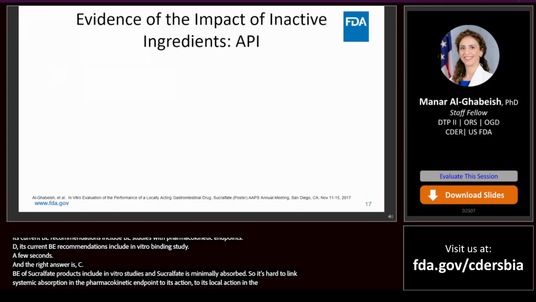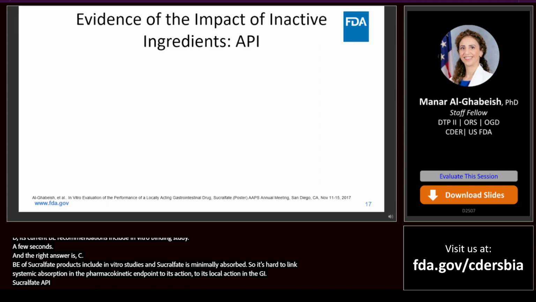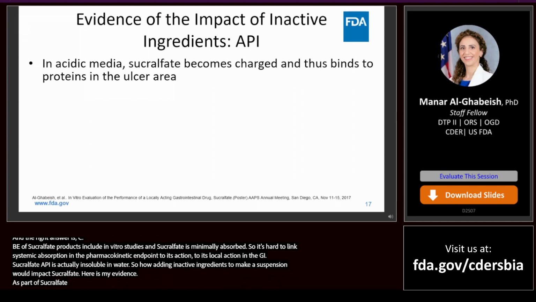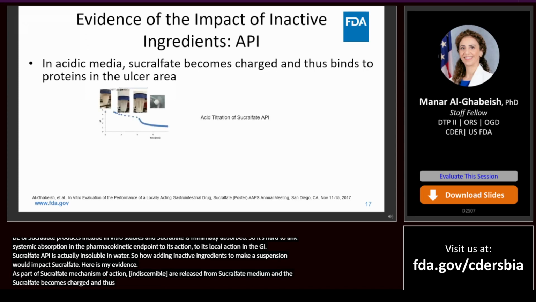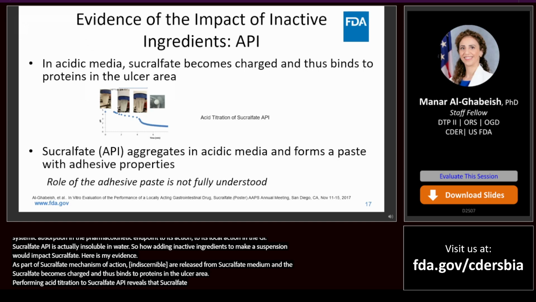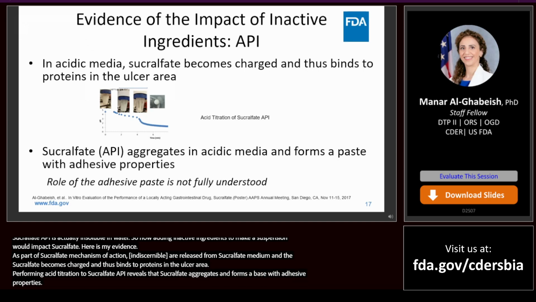Sucralfate API is actually insoluble in water. So how would adding inactive ingredients to make a suspension impact sucralfate? Here is my evidence. As part of sucralfate mechanism of action, aluminum cations are released from sucralfate in acidic media, and sucralfate becomes charged and thus binds to proteins in the ulcer area. Performing acid titration on sucralfate API reveals that sucralfate aggregates and forms a paste with adhesive properties. However, the role of the adhesive paste is not fully understood.